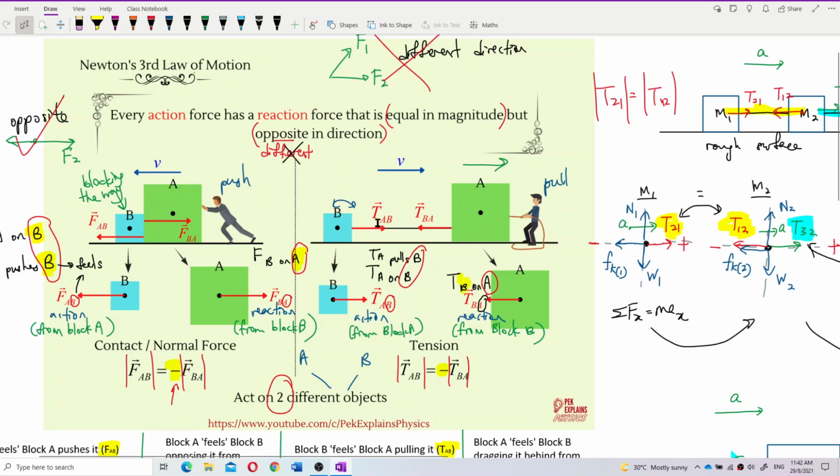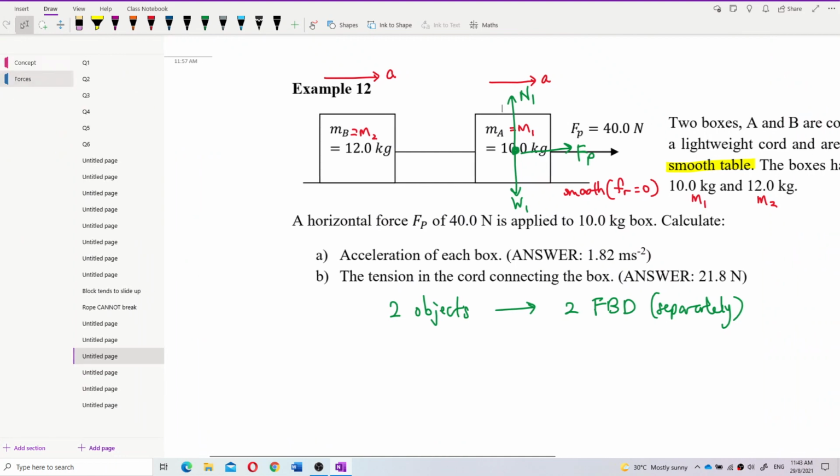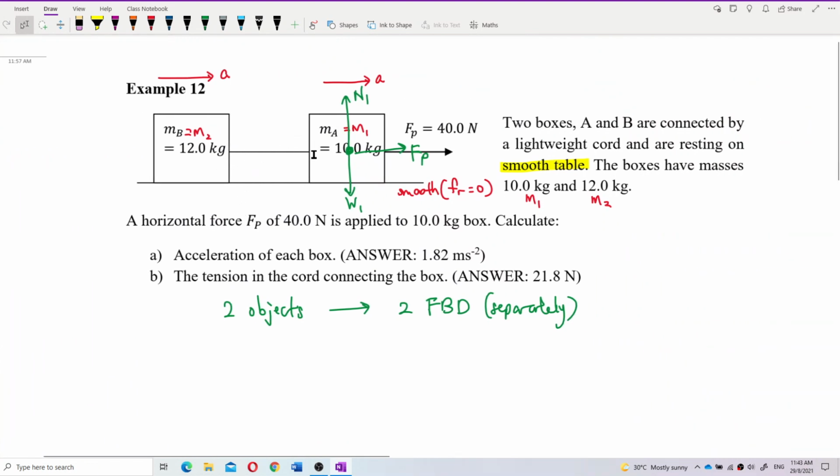These two forces act on 2 different objects. One tension for block A, one tension for block B, and same string, same tension. Going back to that example just now, in between the string, block A is pulling block B to the front, but block B is also dragging mass A behind. So A pulls B, and B also pulls A.